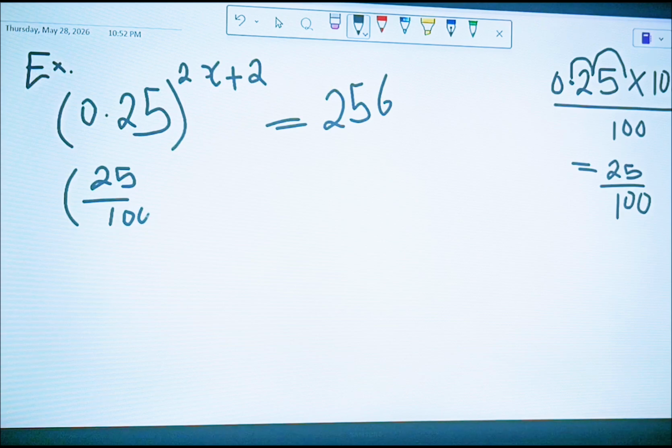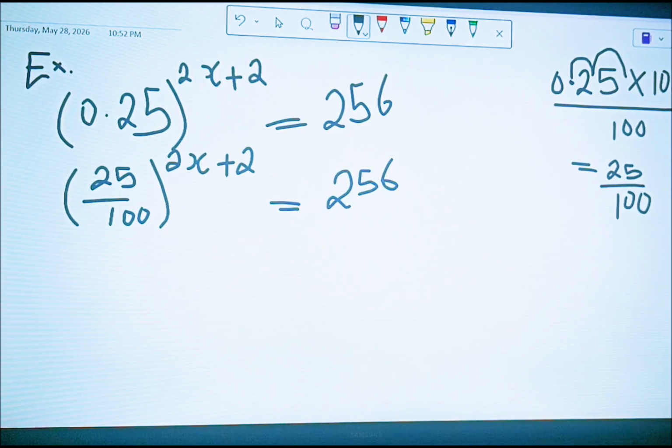So let's move to, remember this is raised to the power of 2x plus 2. Now that we're done with this, let's look at the left-hand side. The left-hand side, let's maintain it as 256. We are coming to that. Now, if you look at 25 and 100, there is a relationship between 25 and 100. So let's reduce this down.